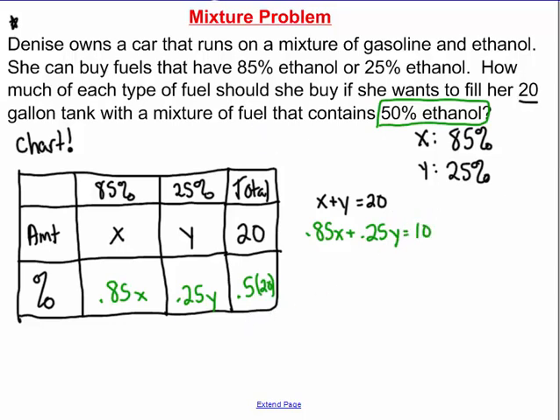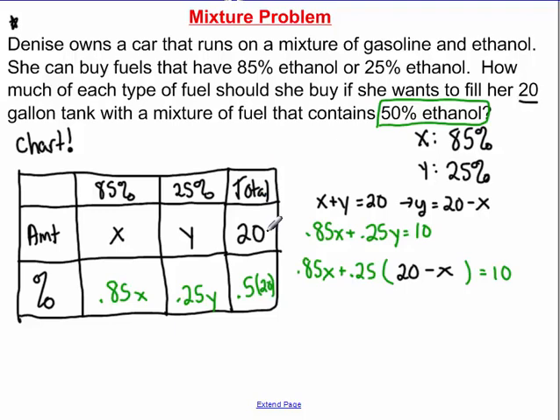Now again, I personally think it's easiest if we solve this top equation for one of our variables. So solving for Y, we get 20 minus X. You could multiply each one of these terms by 100 to get rid of those decimals, or you could just work with the decimals. In my notes, I went the harder, not smarter way. I kept my decimals, so I'm going to keep my decimals. 0.85X plus 0.25Y is equal to 10. Again, remember, I got 10 by multiplying 0.5 by 20. Substituting in my 20 minus X.